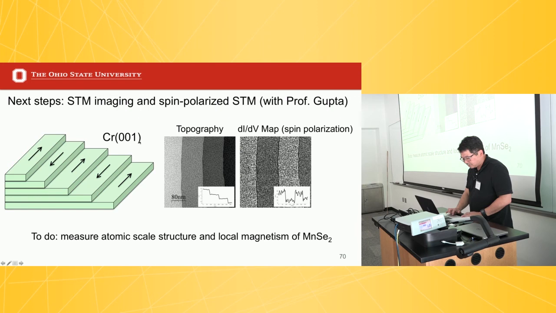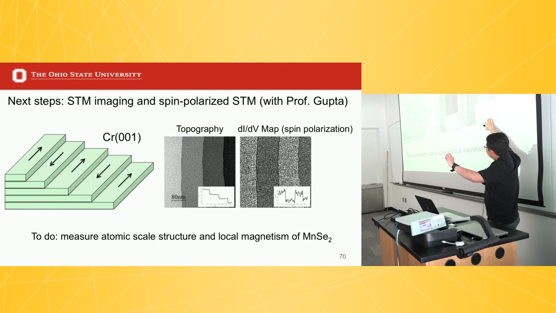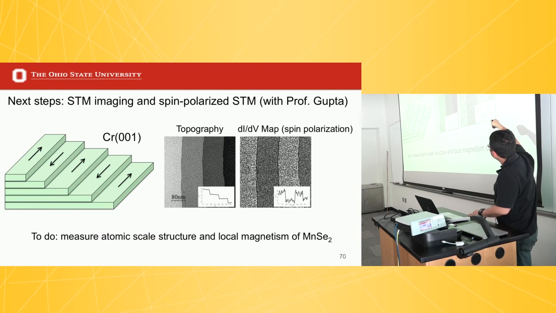So you can look at chromium 1001. It has atomic steps, and it's a layered anti-ferromagnet at the surface, so your magnetic moment is switching between one direction and the other. If you take the STM and look at the topography, you'll see nice atomic steps. But then if you look at a particular spectroscopy condition, in a dI/dV map, you can see it's light over here, dark over here, light over here and dark over here, over the same regions. So what's happening is that you're seeing the magnetic domains switching from one direction to the other, right?